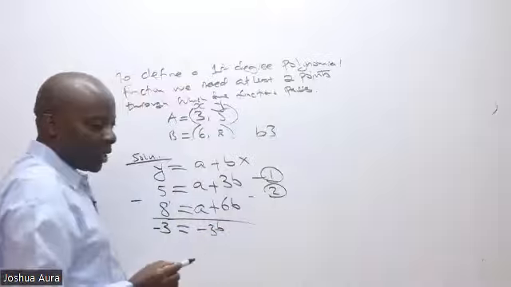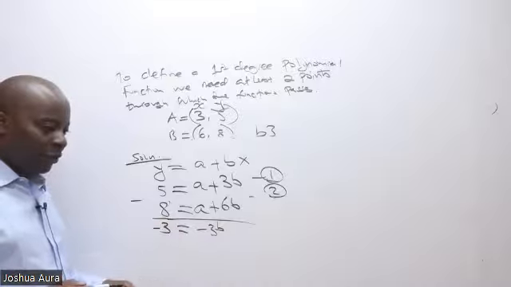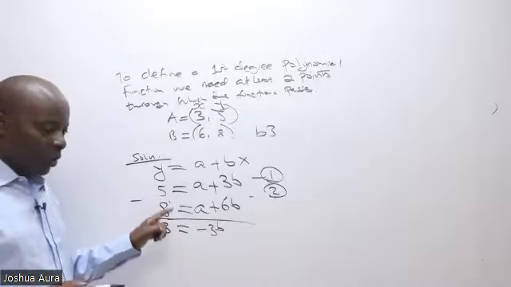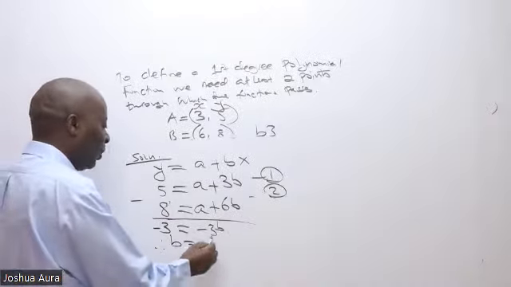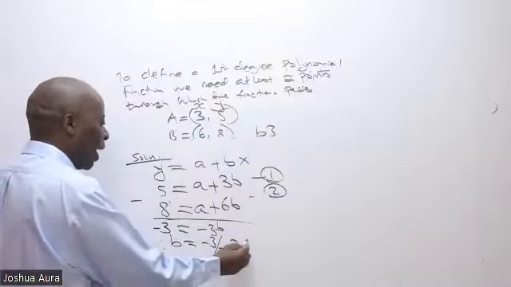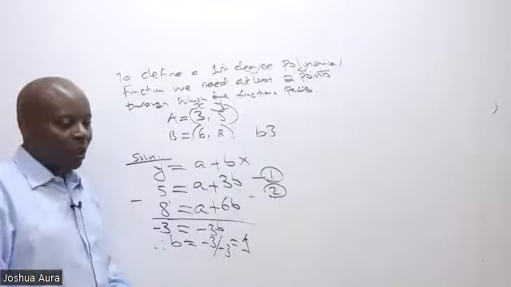Then who can go ahead and give me the value of b? So now can you see from the equality, minus 3 equals minus 3b. Therefore, b will be equal to minus 3 over minus 3, which will end up giving me 1. Thank you so much.